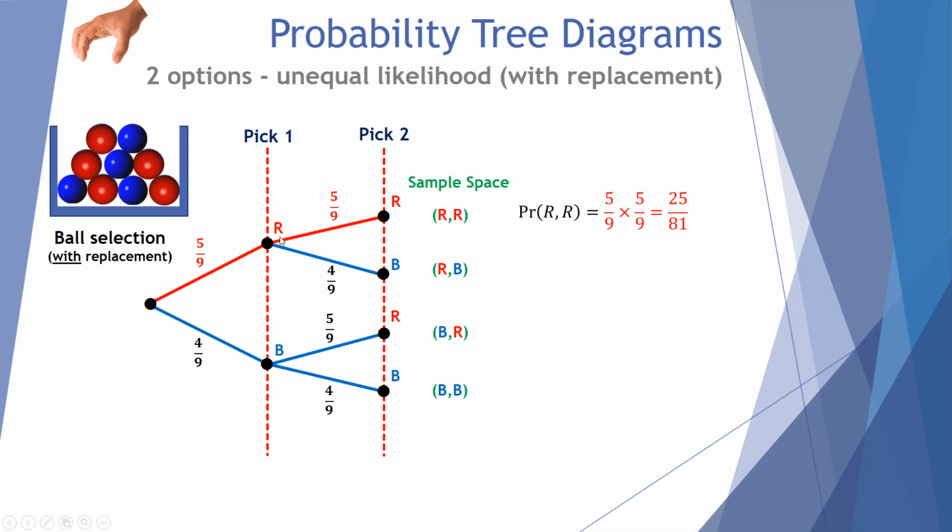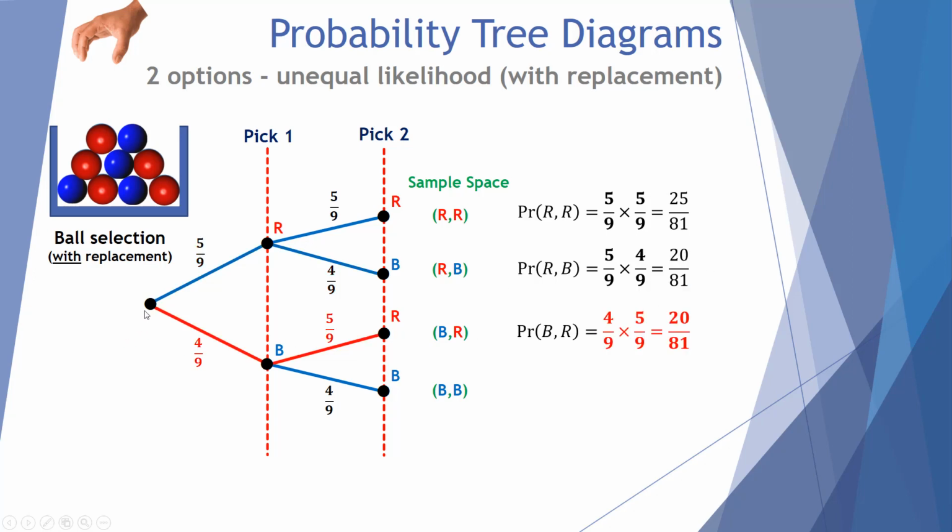So if we multiply 5 ninths by 5 ninths, multiply our numerator at the top, 5 by 5 is 25, and multiply our denominator, 9 nines are 81, we've got a 25 in 81 chance of picking 2 reds. If I look at the chance of picking a red on the first pick, and then the second pick we get a blue, I've got a 5 on 9 chance for the first option, and then multiply that by a 4 on 9 chance of getting a blue. That's 20 on 81.